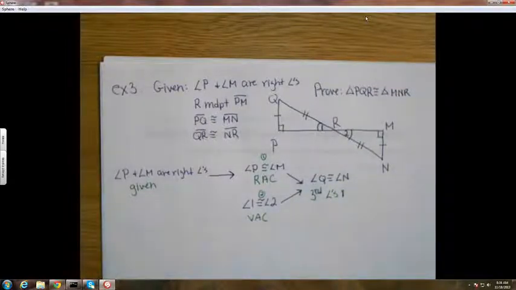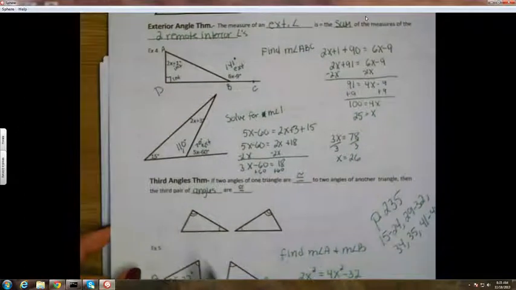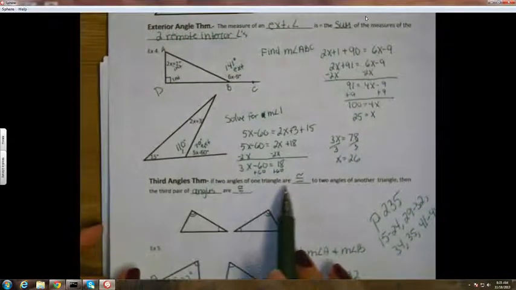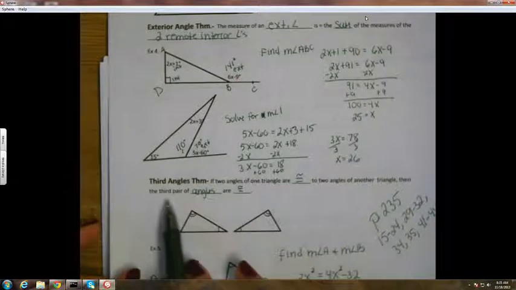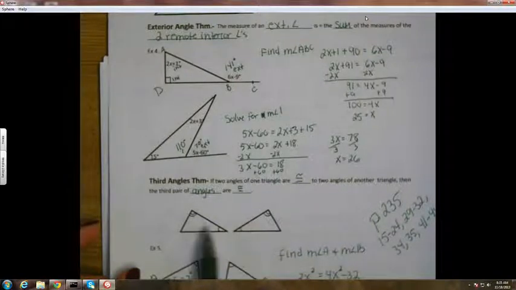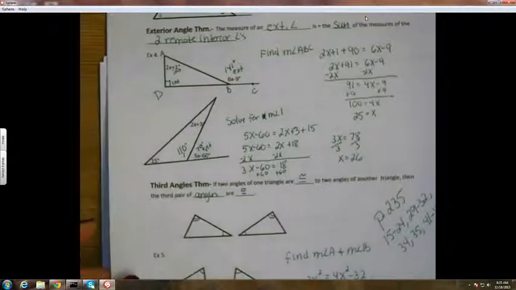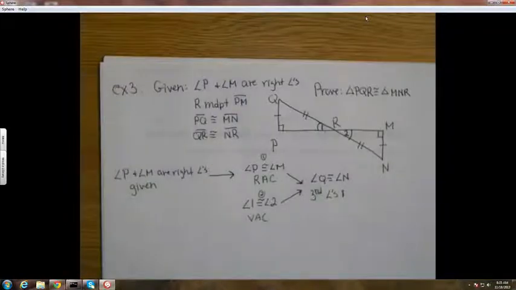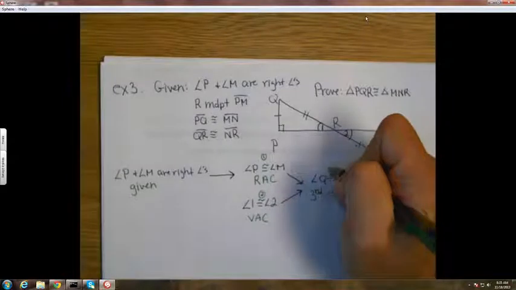If you've got two sets of congruent angles, I believe that was in Friday's notes. We're just using it. Let me just see real quick if it's in here. Yeah, here it is. The third angle theorem: if two angles of one triangle are congruent to two angles of another, then the third pair of angles are congruent. This is the case. We've got those two congruent, so we can now say the third ones are congruent. I think that was just on Thursday. Okay, there's our third congruent part.